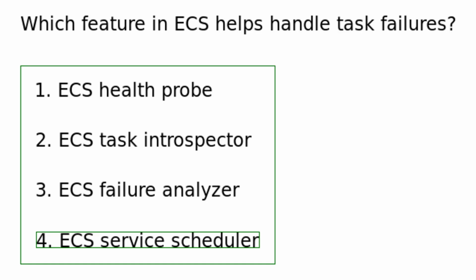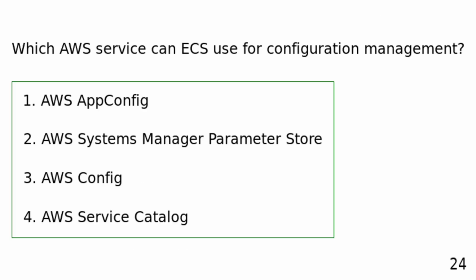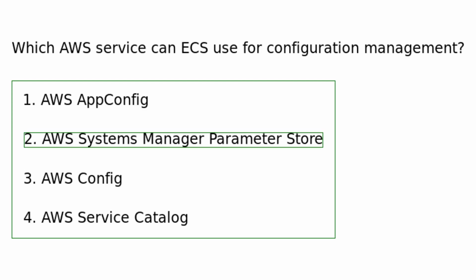maintain the desired count. Which AWS service can ECS use for configuration management? AWS AppConfig, AWS Systems Manager Parameter Store, AWS Config, AWS Service Catalog. ECS can use AWS Systems Manager Parameter Store to manage configuration data like environment variables.